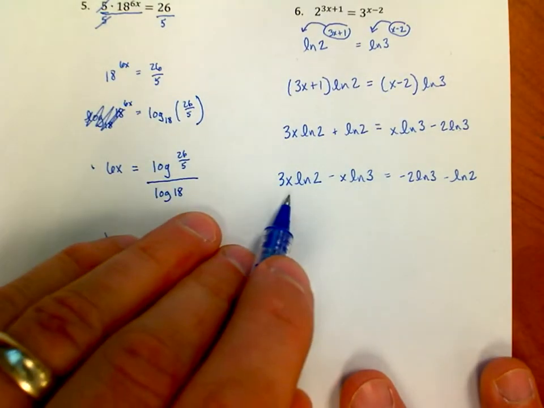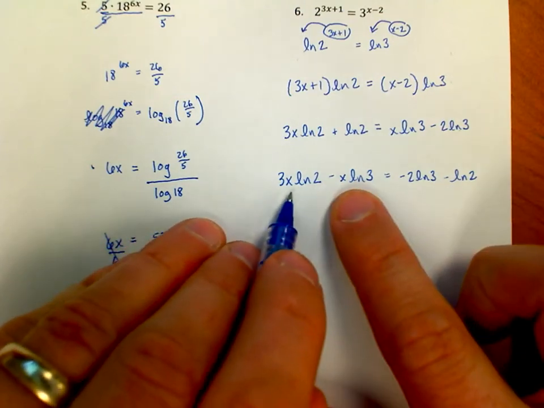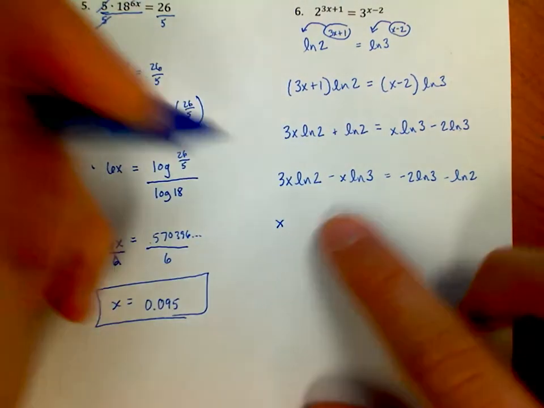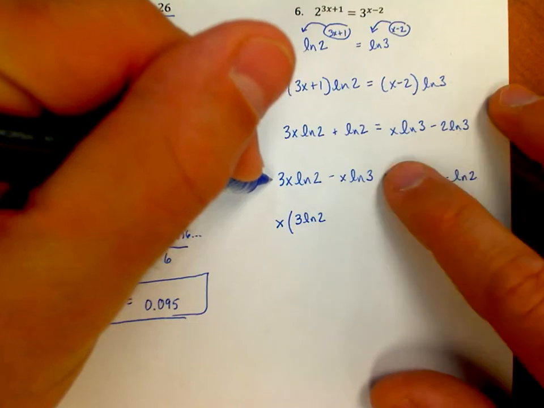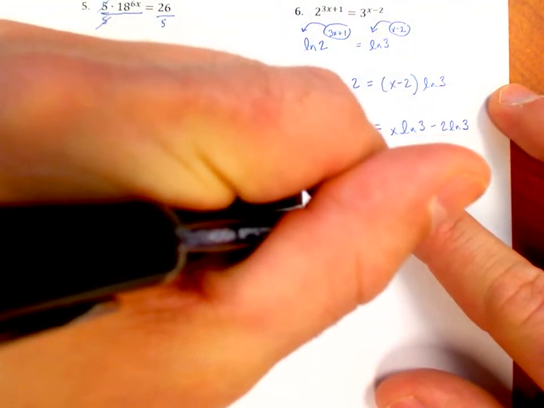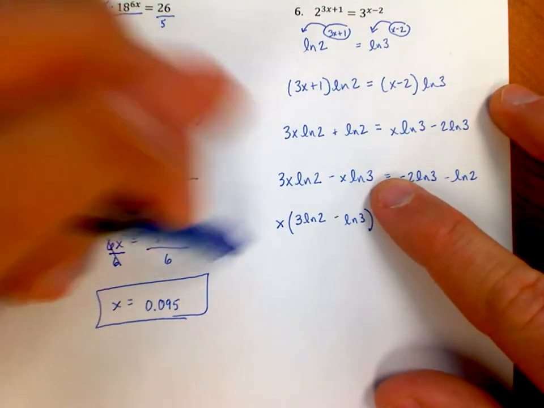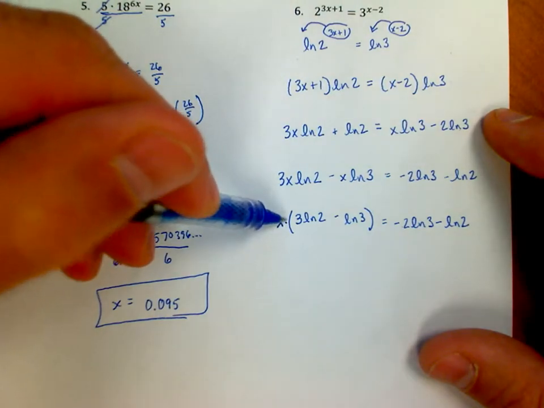Now you'll notice that I have 3x natural log of 2 minus x natural log of 3. I have an x in both terms, right? So I'm going to take an x and factor it out. If I factor out the x, that leaves me with 3 natural log of 2 minus the natural log of 3. So it's a factoring problem, right? Pull out the x. On the right-hand side, I'm just going to rewrite negative 2 natural log of 3 minus natural log of 2.